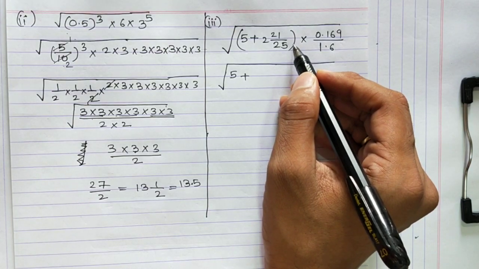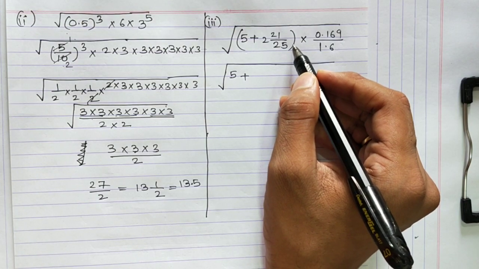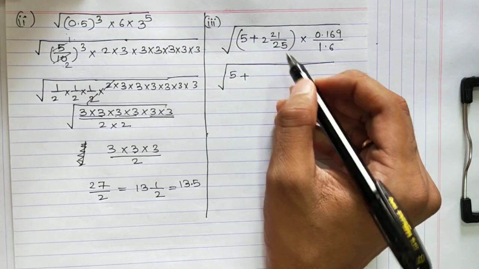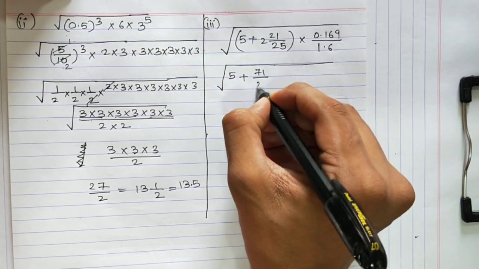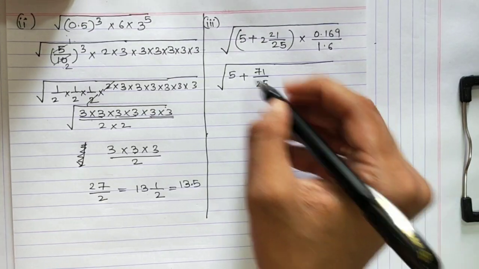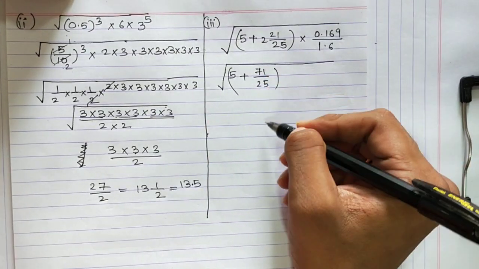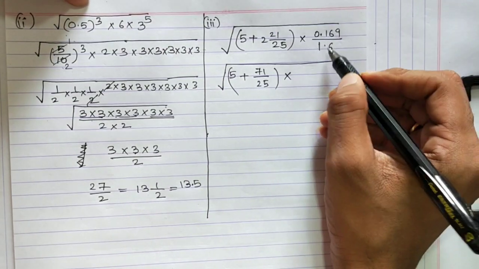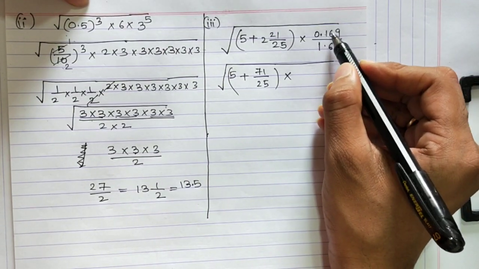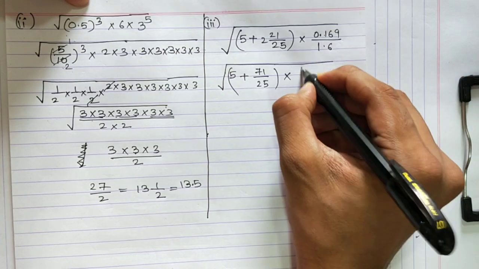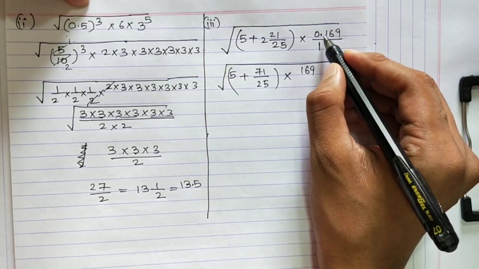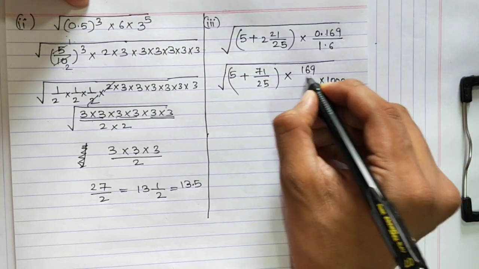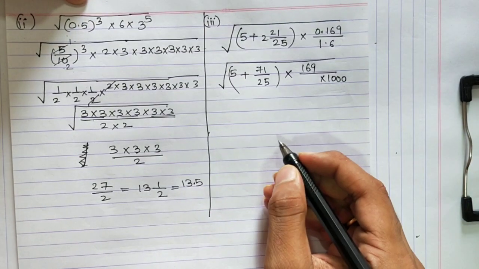So 25 into 2 is 50. 50 plus 21 is 71. So this will become 71 upon 25, and there is a bracket also. Multiply. Now there is a decimal point here. Then there are 3 digits, 1 2 3 after the decimal. So I will write 169, and 3 digits means it will get multiplied, in the denominator, by 3 zeros.